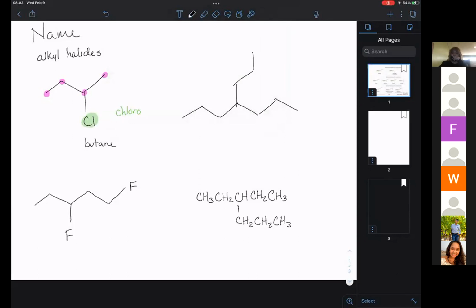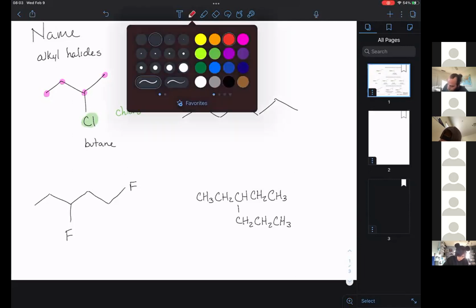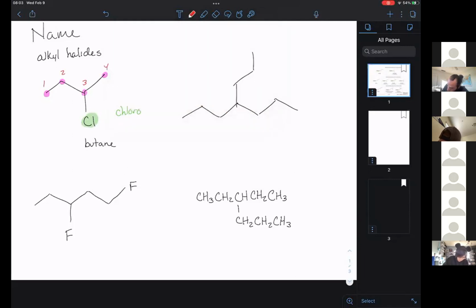I've got to number my parent chain, and while we're still getting good at that, you can number it both ways and then decide whichever one puts your substituent on the lowest possible number. So we can go 1, 2, 3, 4, or 1, 2, 3, 4. In this case, the blue numbering scheme is the one that we're going to use because it puts that chloro group on carbon 2. So this would be 2-chlorobutane, all one word. Run it together. I know I kind of build it from the back to the front, but that's just the way that my mind thinks about it.